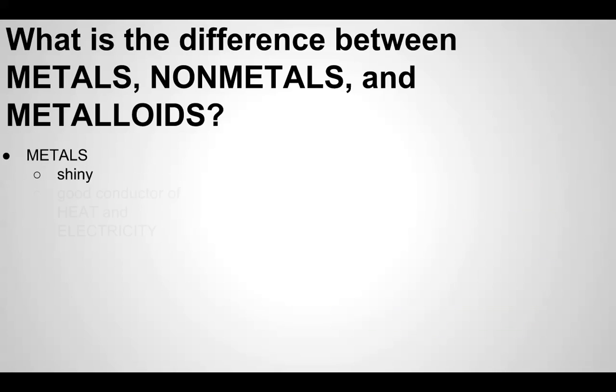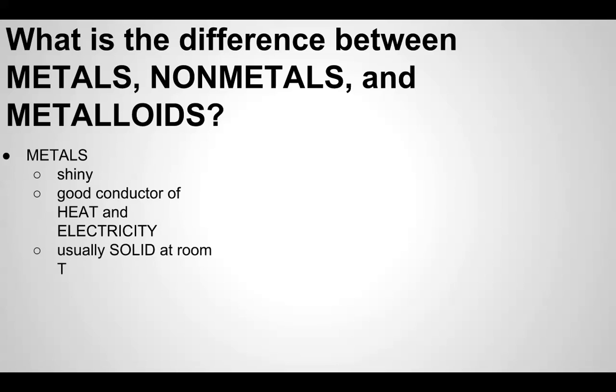Metals are shiny. They're good conductors of both heat and electricity. That means that heat and electricity can travel through them very easily. They're usually solid at room temperature. They're malleable. That means it's bendable. You can just think of a paper clip. It's easy to bend. It doesn't just break. I mean, eventually it does, but metals are able to actually be bent. And ductile, which means you can make it into a wire.